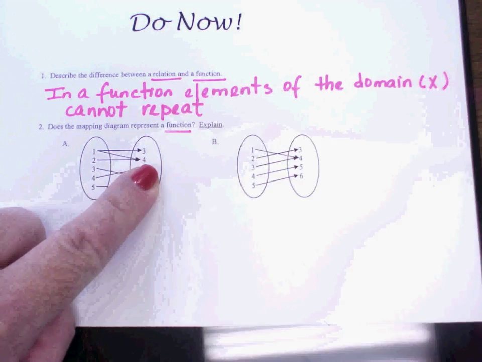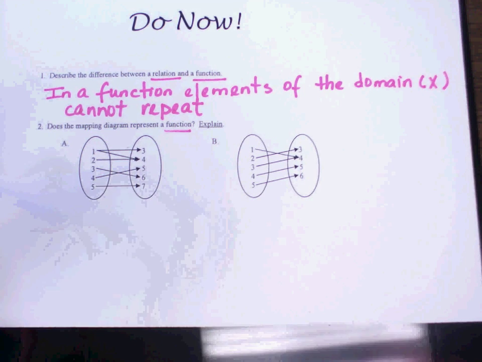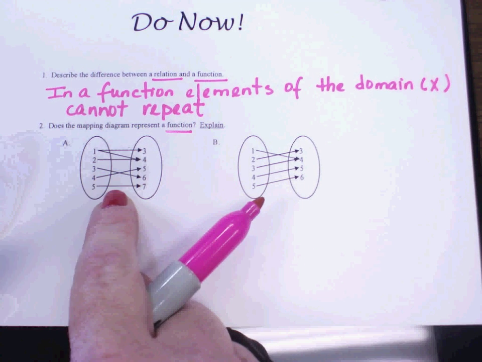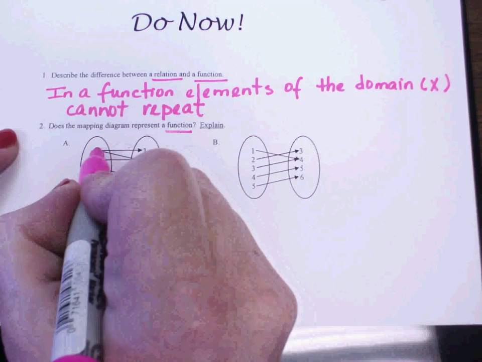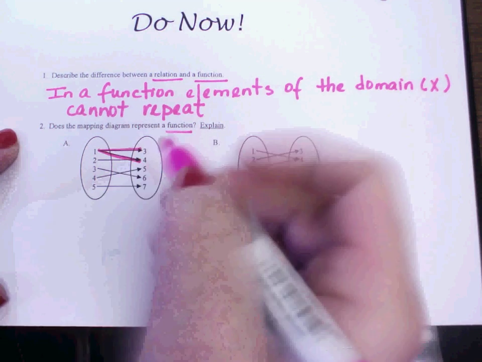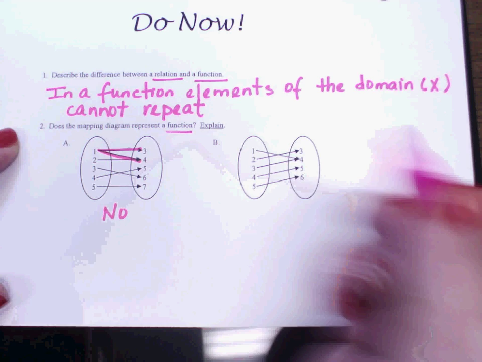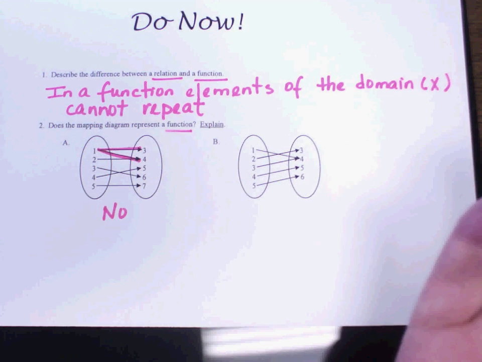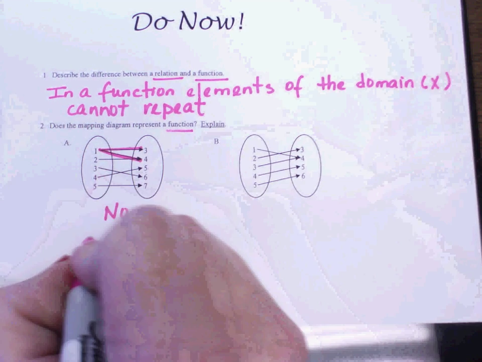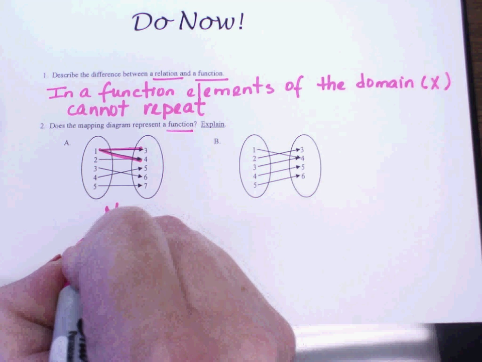All right, does the mapping diagram represent a function? And then you have to explain. Does this one represent a function? No, you have the one with the 3 and the one with the 4. So the element of the domain 1 repeats, right?